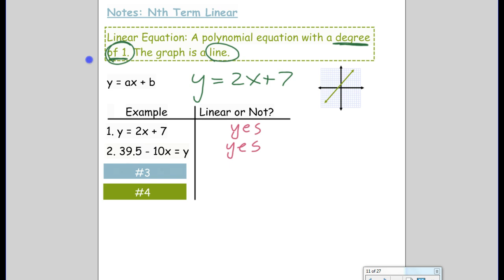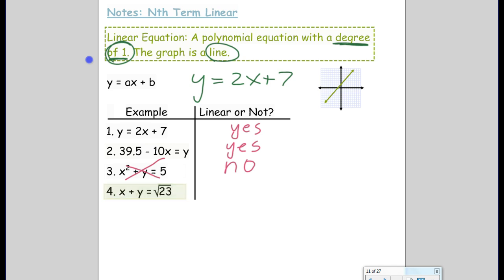Okay, next one. X squared plus y equals 5. What is the power of x? 2. It's x squared. So is it linear? No. What is it? Quadratic. So don't write that as one of your examples. That one is not linear because it's x to the 2.